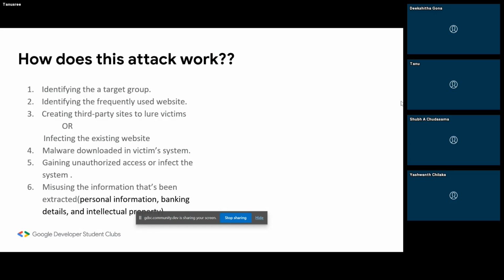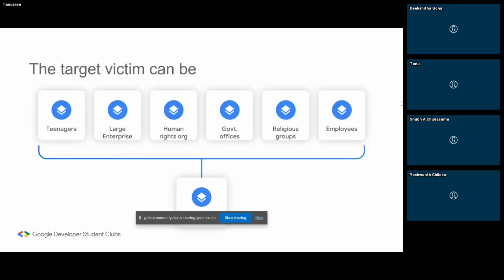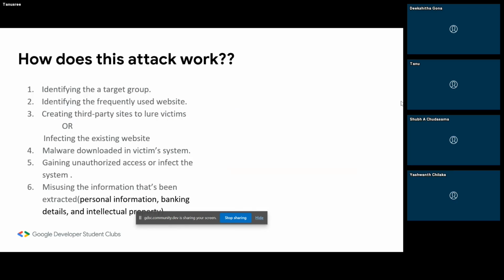They identify a target group, such as teenagers, a group of employees, large enterprise people, human rights organizations, or government officials. And then they identify the websites frequently used by them. Usually such websites are of low security, or if the website is more secure, the attackers create a fake website replicating such websites and then insert some malware into those websites.